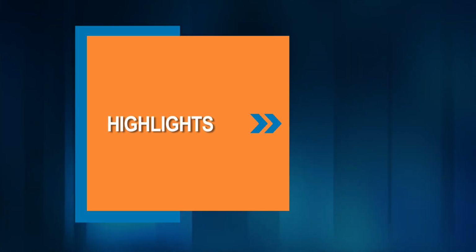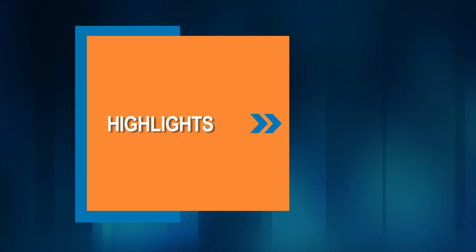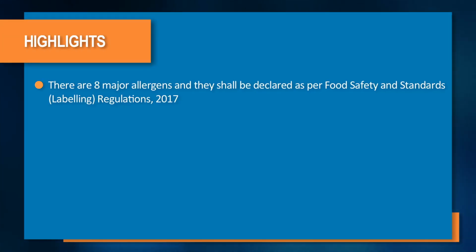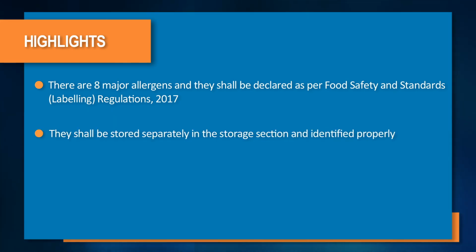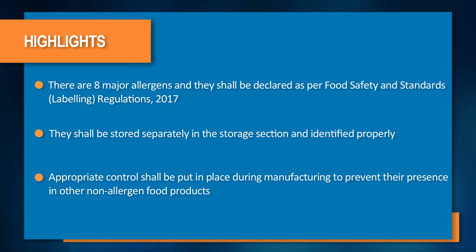Thus, the major points to remember from this video are: there are 8 major allergens and they shall be declared as per Food Safety and Standards Labeling Regulations 2017. They shall be stored separately in the storage section and identified properly. Appropriate control shall be put in place during manufacturing to prevent their presence in other non-allergen food products.